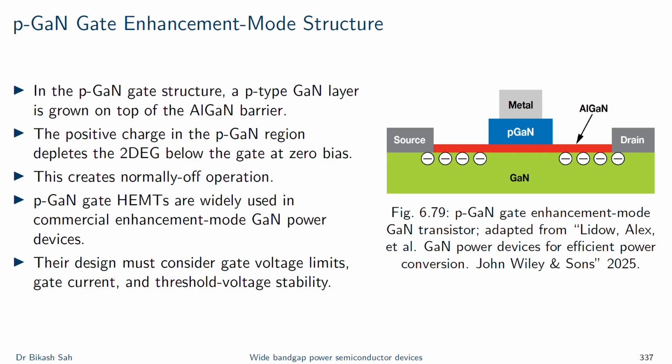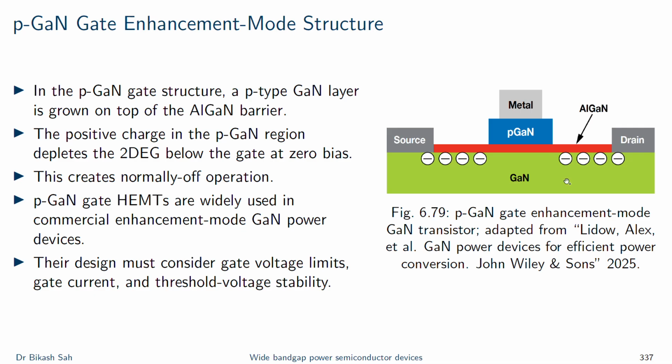Now I bring to you the p-GaN gate E-mode structure. p-GaN gate is one of the most commercially used structures right now in the market. So how exactly does it work and what exactly is in there? In a p-type GaN, this is what you see in here. There is a p-type GaN layer grown on top of the AlGaN barrier. The built-in potential associated with the p-GaN stack depletes the 2DEG under the gate at 0 bias. When the gate is driven positively, the channel is restored and the current flows. This is what exactly you see in this diagram as well.